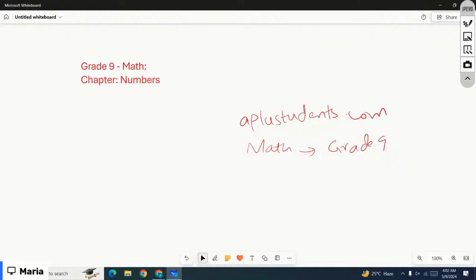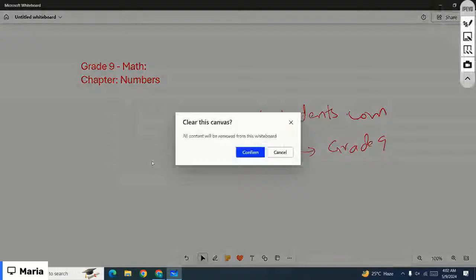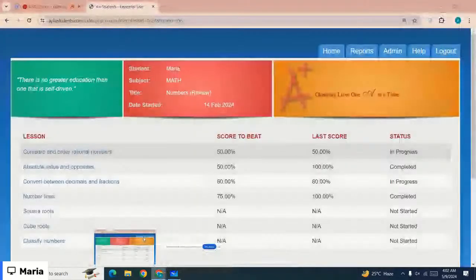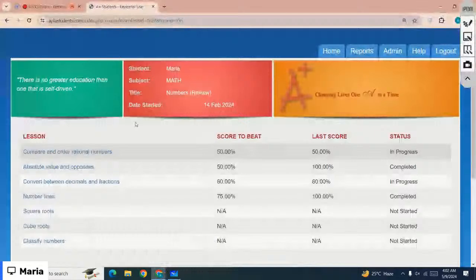We're going to start with the chapter numbers. So please make sure you have your notebook and pencil so that you can note down the important examples and definitions. Okay, here I'm on grade 9 math. Let's just start with the first lesson, that is compare and order rational numbers.